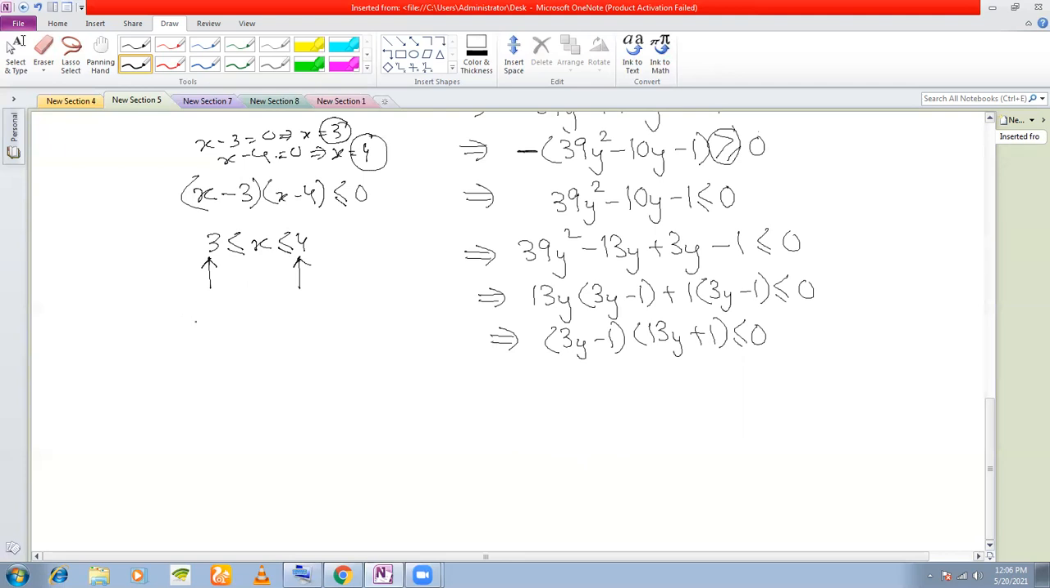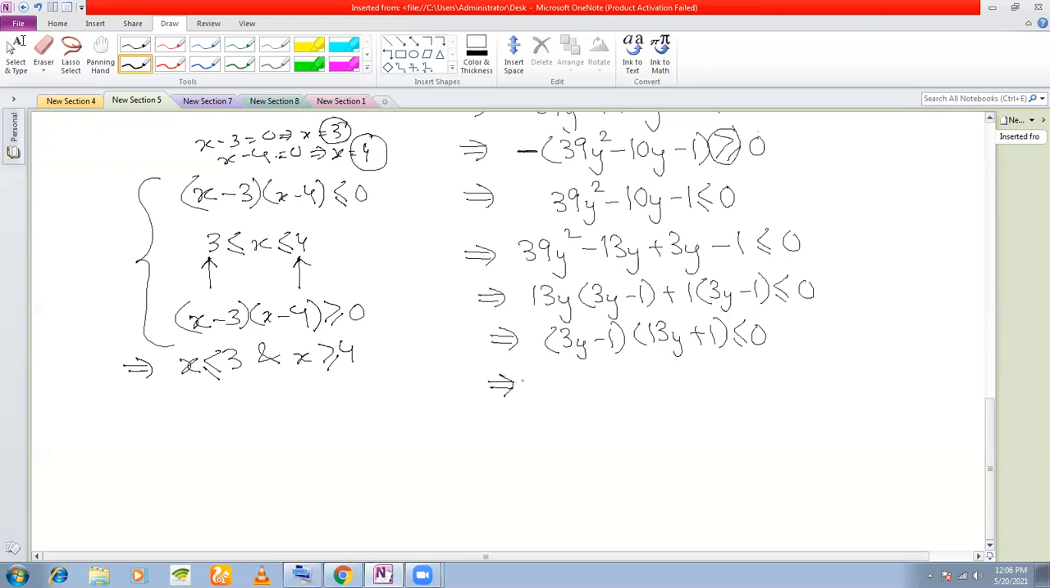Yes, sir. Also, I told you one more thing: if x minus 3 into x minus 4 is greater than or equal to 0, then what can you say? You can say x is less than 3 and x is greater than 4, isn't it? Greater than or equal to, because equality is there, right? These two remember from your class 10. So therefore here you have 3y minus 1 into 13y plus 1. That is what we are going to use here.